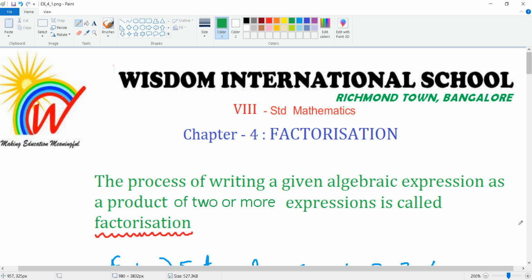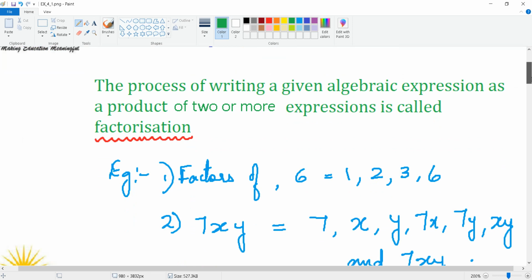So I've given a statement over there. The process of writing a given algebraic expression as a product of two or more expressions is called factorization. Before getting into factorization, first let's look at what factors are.